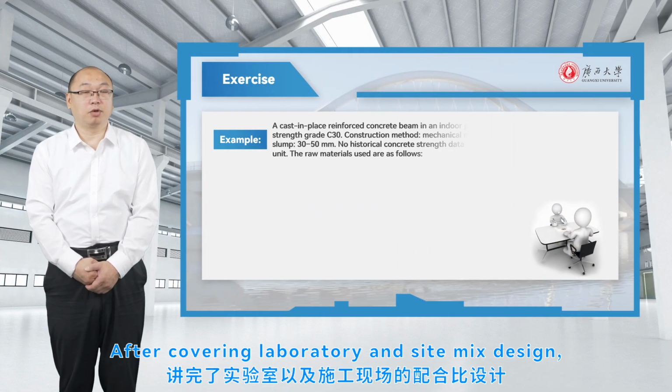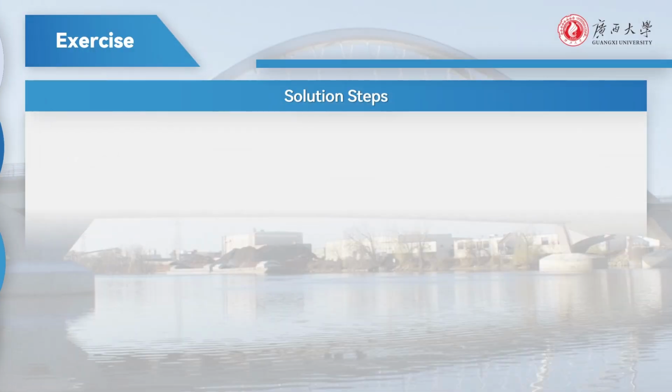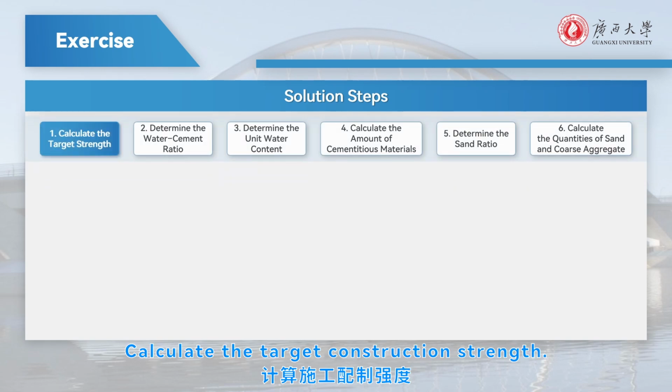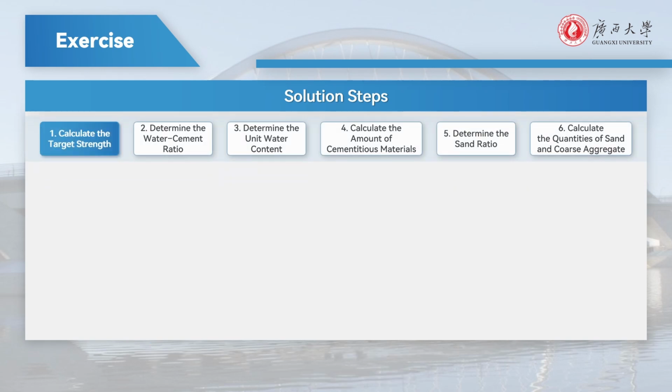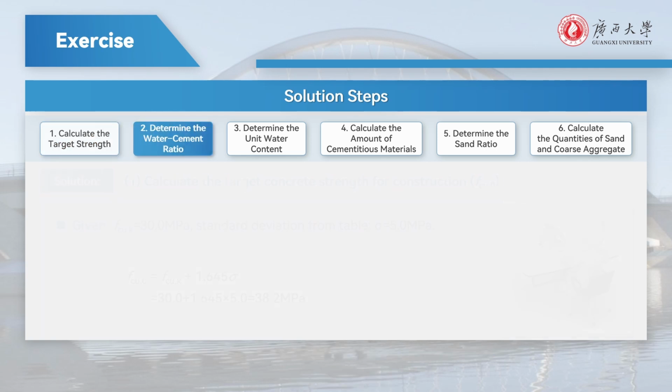After covering laboratory and site mix design, let's move on to exercises and solutions. Step 1: calculate the target construction strength. For a C30 strength grade, the nominal strength is 30 megapascals. If no statistical data are available, assume a standard deviation of 5 megapascals and use the formula to calculate the target strength. Step 2: Determine the water-cement ratio and check durability.